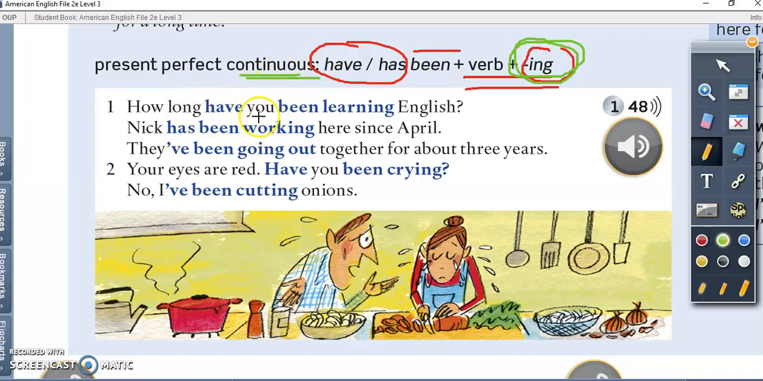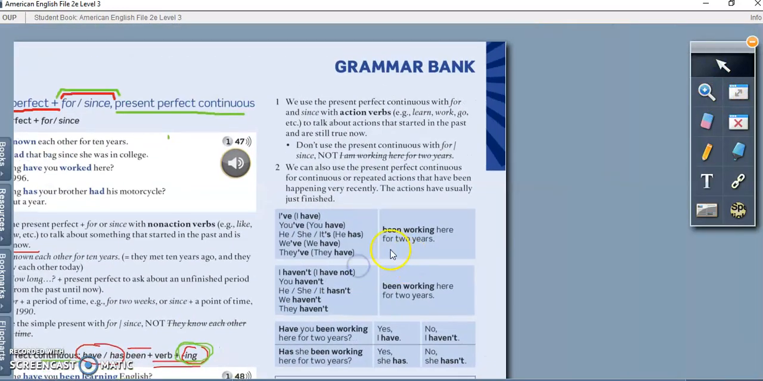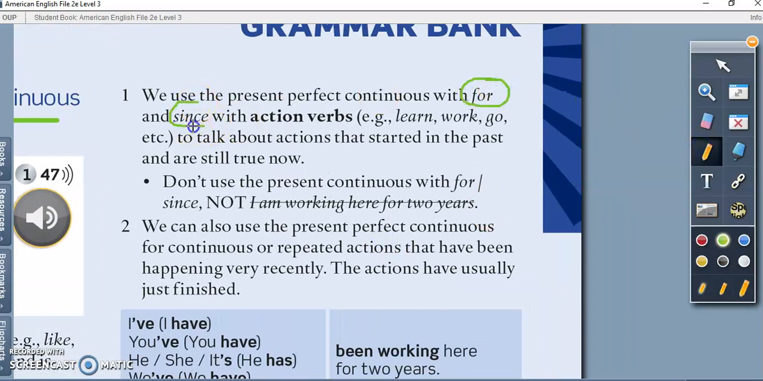How long have you been learning English? Nick has been working here since April. They have been going out together for about 3 years. All of these actions are similar. We use the present perfect continuous with for and since with action verbs, learn, work, go, when we talk about actions that started in the past and are still true now.